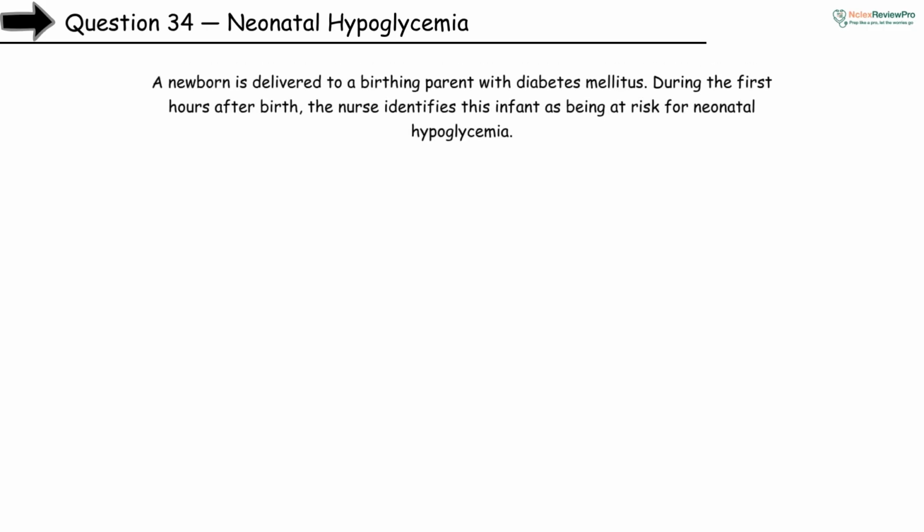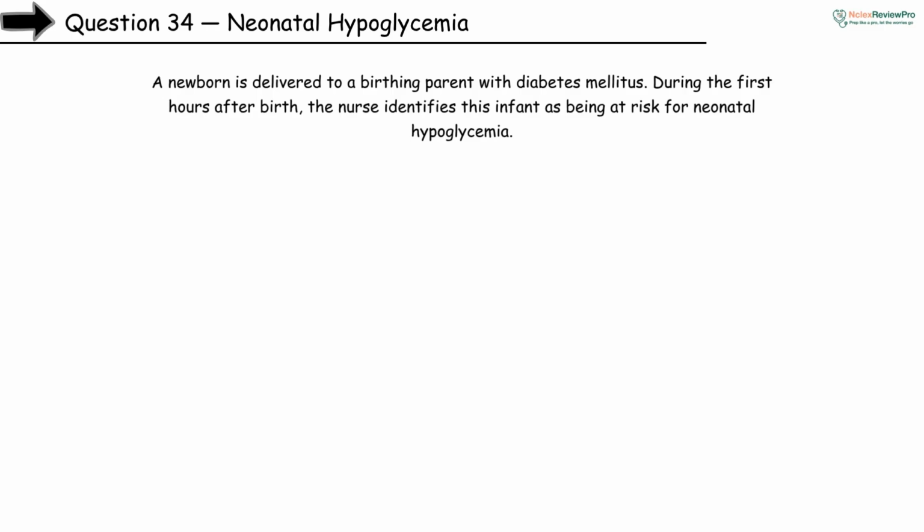Question 34. NGN bow tie. All right, let's break this down. We have a newborn delivered to a birthing parent with diabetes mellitus, and within the first hours after birth, the nurse identifies this infant as being at risk. So this is a classic newborn risk scenario.